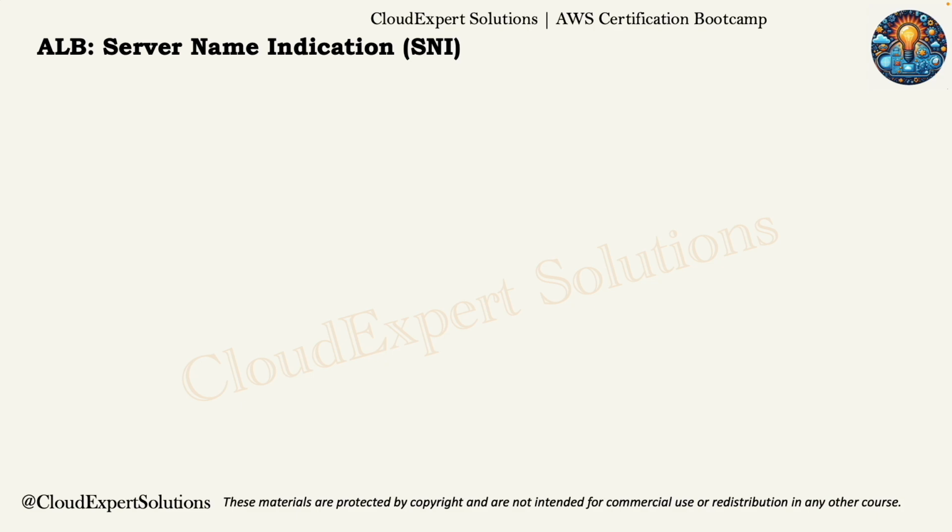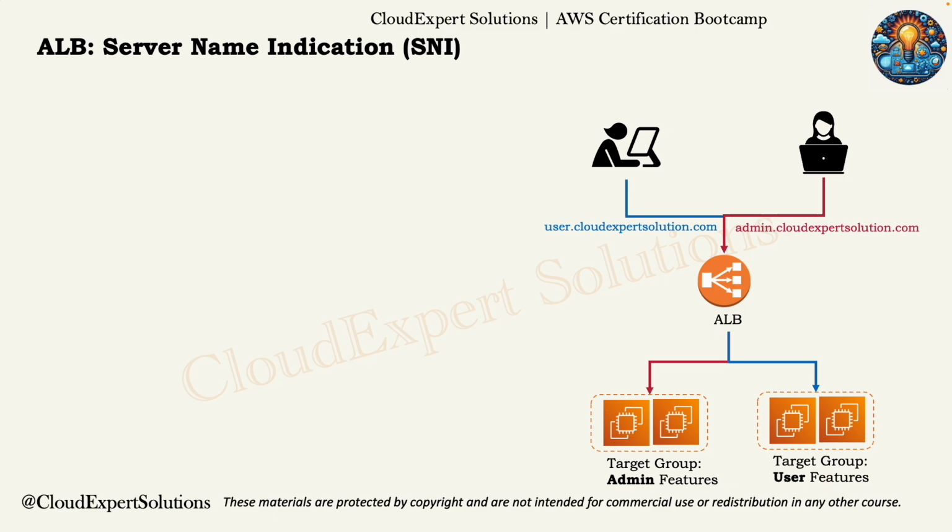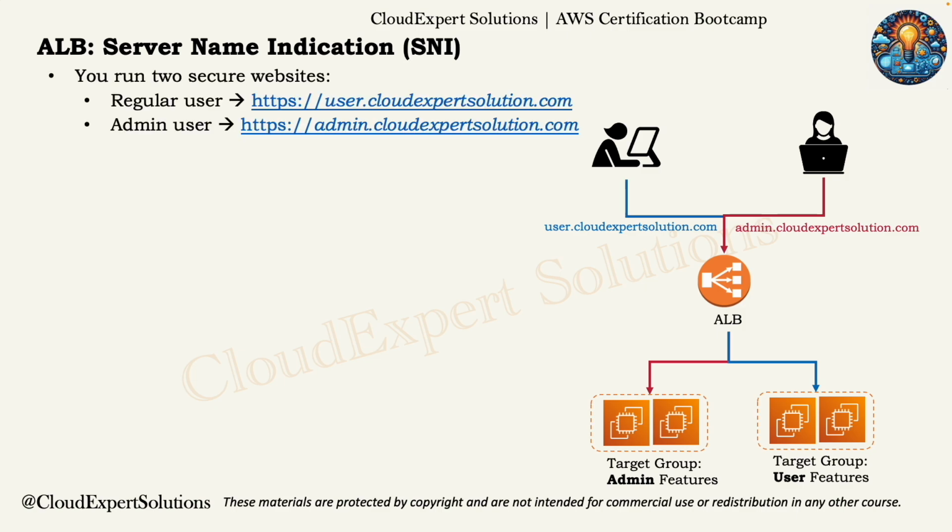Now let's review Server Name Indication or SNI. Server Name Indication enables the application load balancer to host multiple SSL or TLS certificates on a single listener. Let's understand why we need SNI. In the previous slide, while explaining host-based routing, we explained how ALB can distribute traffic based on domain name, or you can serve multiple websites using a single ALB. But things get a little complicated when you host multiple HTTPS websites. At that time you need to configure a TLS listener on port 443 for both your target groups.